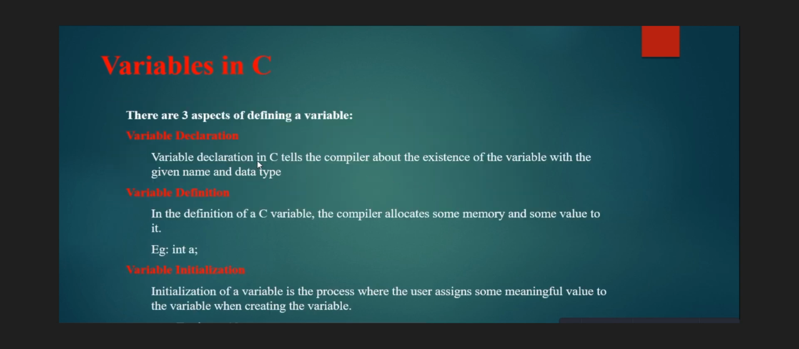Next, there are three aspects in defining a variable. First, variable declaration, variable definition, and last one, variable initialization. What is variable declaration? Variable declaration in C tells the compiler about the existence of the variable with a given name and data type. What is variable definition? It is the definition of a C variable. The compiler allocates some memory and some value to it. Example, int a. This is the variable definition.